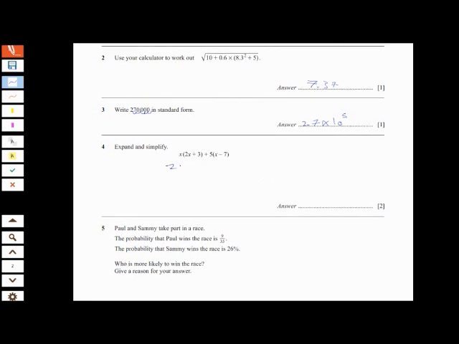2x squared plus 3x plus 5x minus 30. 2x squared equals 55. Right, that's the answer.